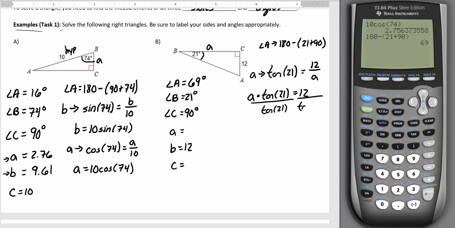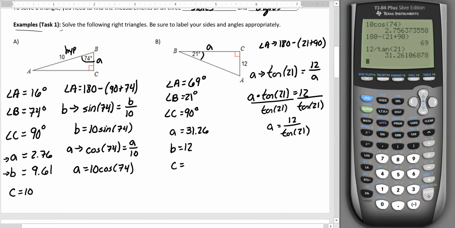And then to get A all by itself, I'd divide by the tangent of 21. Of course, I'd divide both sides by that tangent. So I would have A equals 12 divided by the tangent of 21. And that's what I'm going to put in my calculator. 12 divided by the tangent of 21, close parentheses, 31.26.